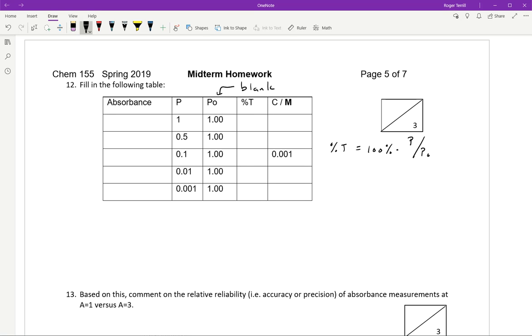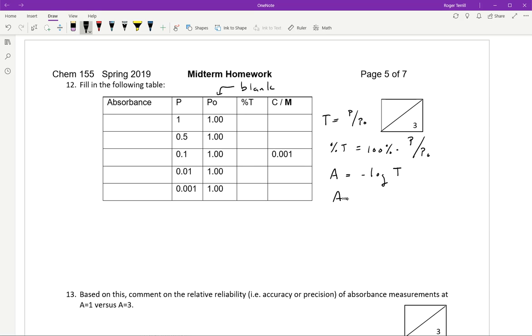And then the absorbance is equal to the negative log of the transmittance T, right? And so I guess T we should define as P over P0. Percent T is 100 times that. Absorbance is the negative log of that value.